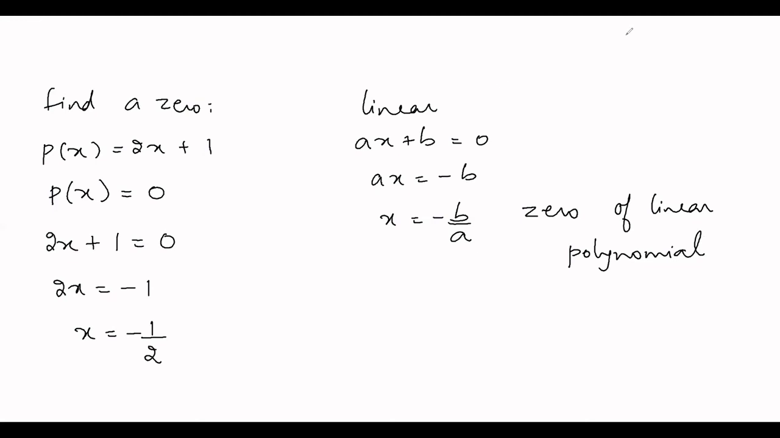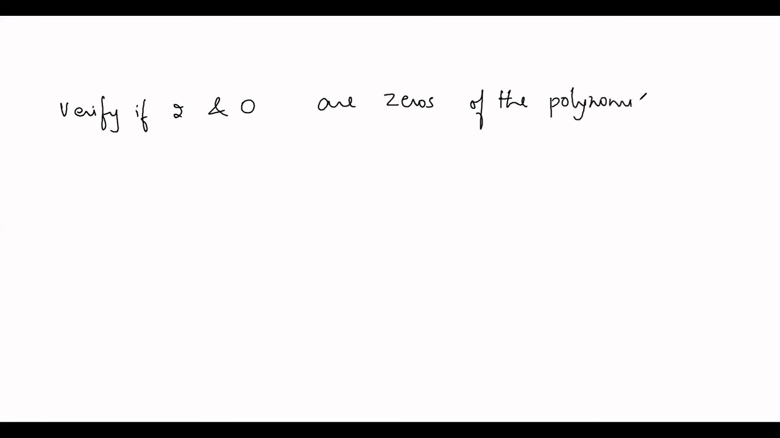Okay, next one: verify if 2 and 0 are zeros of the polynomial x squared minus 2x. Again, let me begin by putting p of x is equal to x squared minus 2x. Let me put x is equal to 2.